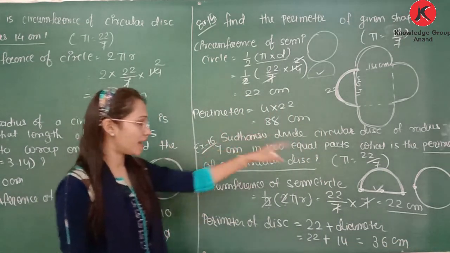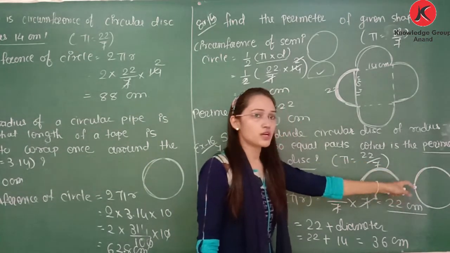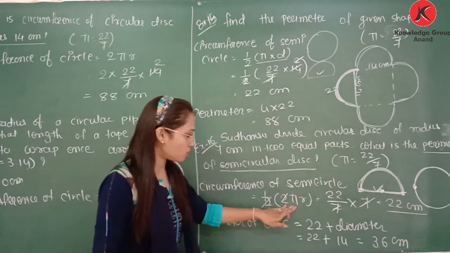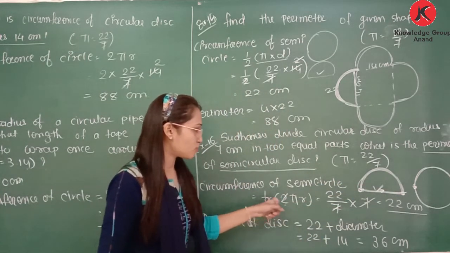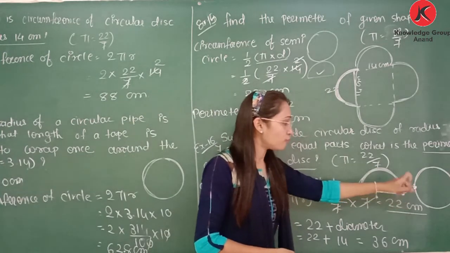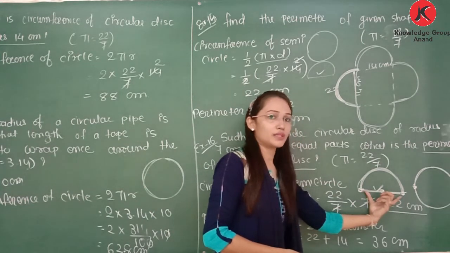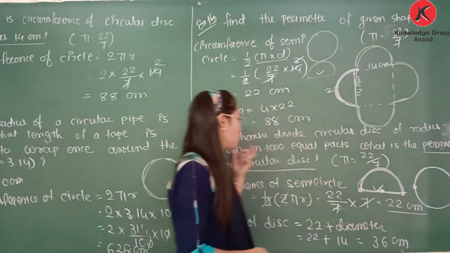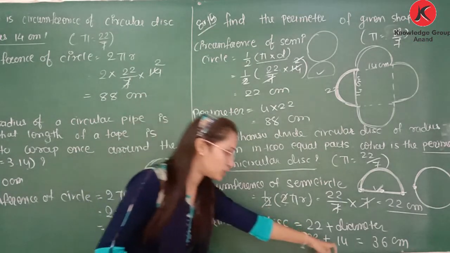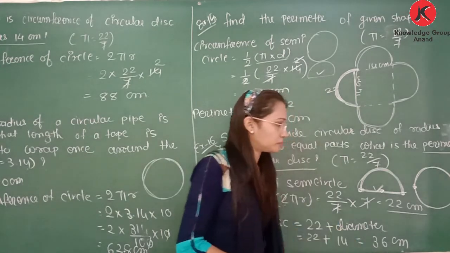First of all, divide the whole circle into a semicircle. So the circumference of a semicircle is 1 by 2 the circumference of the whole circle. Now divide by 2. So we get the perimeter of the semicircle 22 cm. Now to find the perimeter, we need to also include this length, and this is nothing but the diameter. So from radius 7 cm, diameter is 14 cm. So 22 plus 14 is 36 cm.